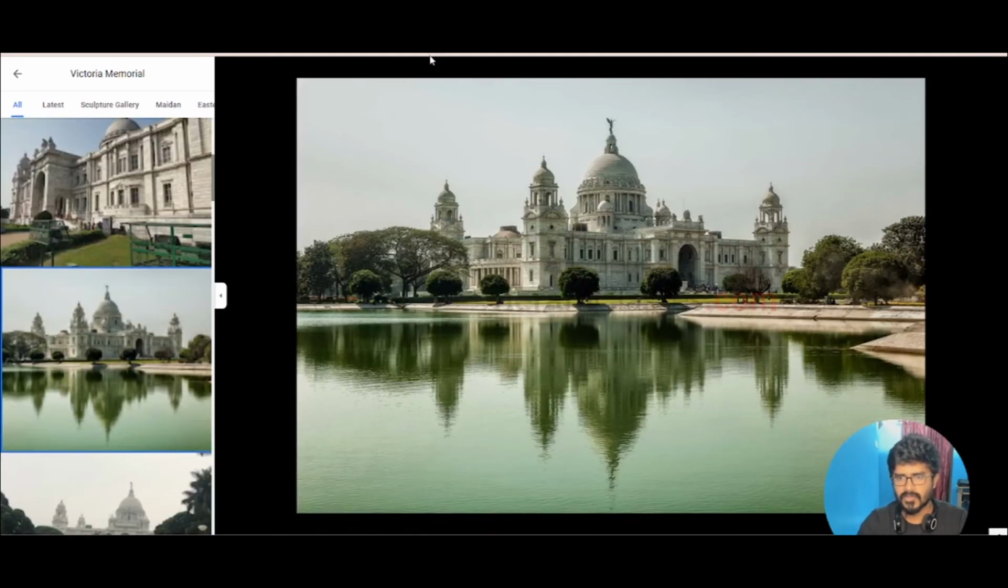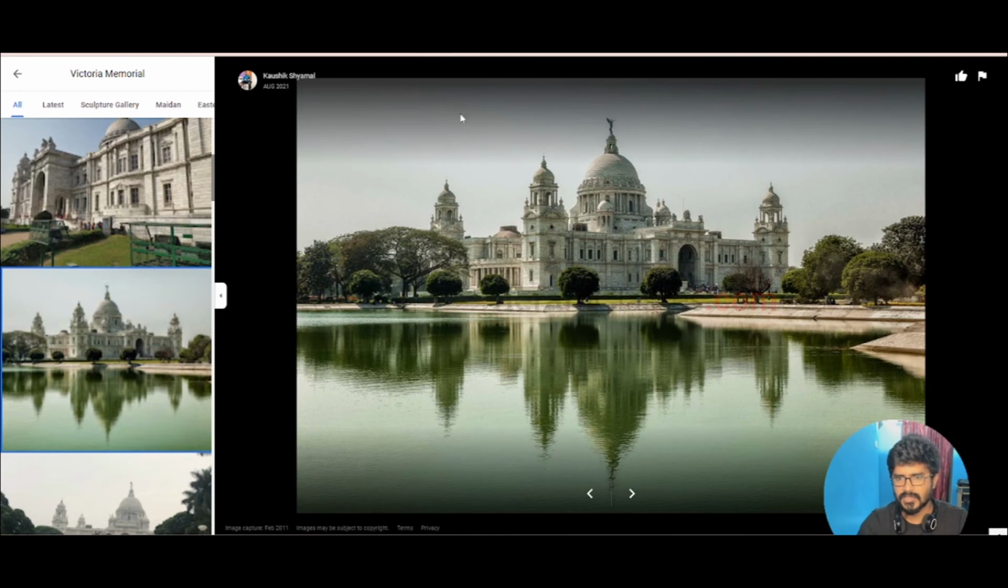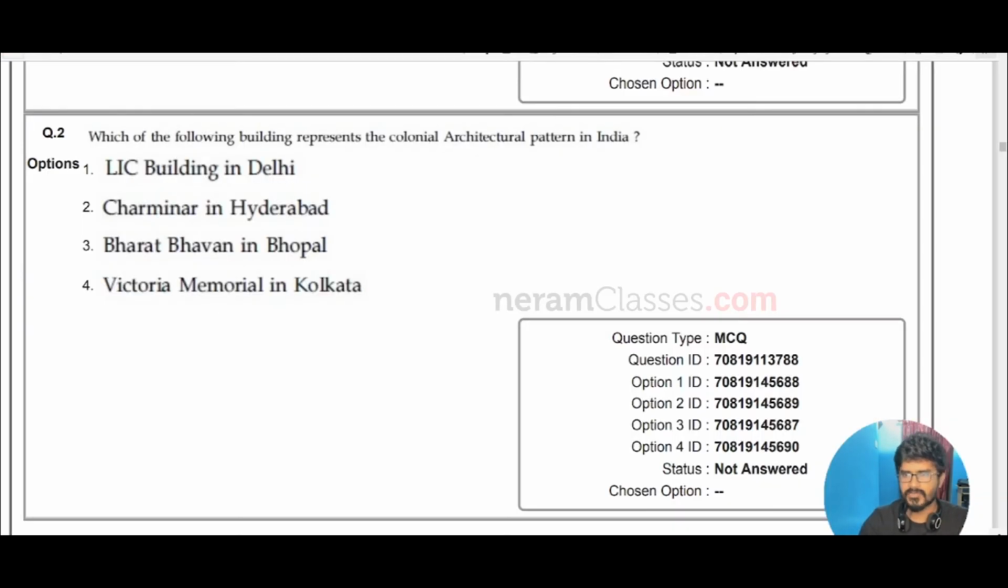Whereas if you see the Victoria Memorial, this is a kind of British architecture. So that's why it's called colonial architecture. So the answer for this question is Victoria Memorial in Calcutta.